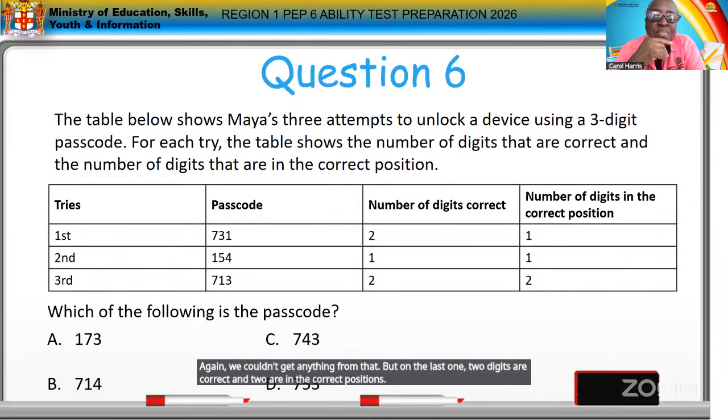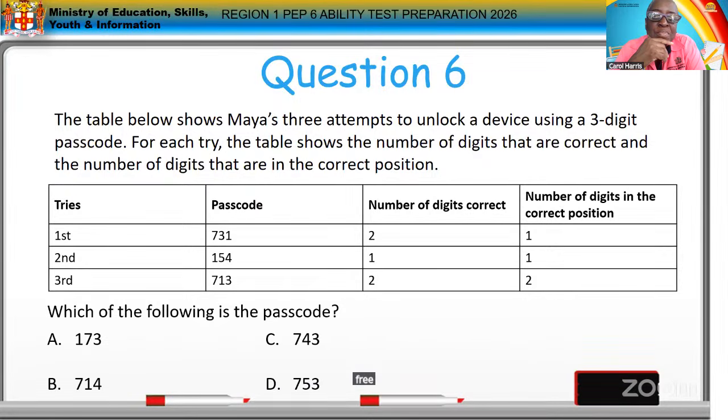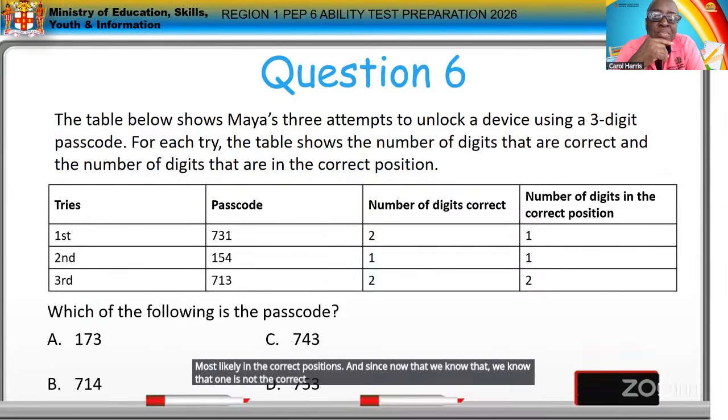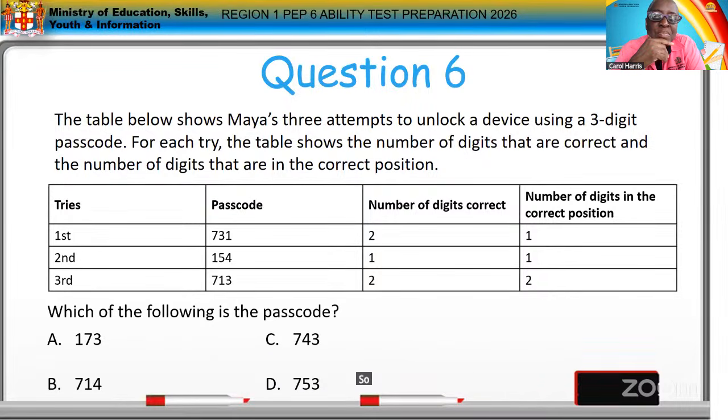Now, remember from the first one, it said 2 are correct, and 7 and 3 are in both the first and the third try. But this time 7 and 3 are most likely in the correct positions. And since we now know that 1 is not the correct answer, we can see that in the second one 5 is the one that's in the correct position. So I think the answer is 753.